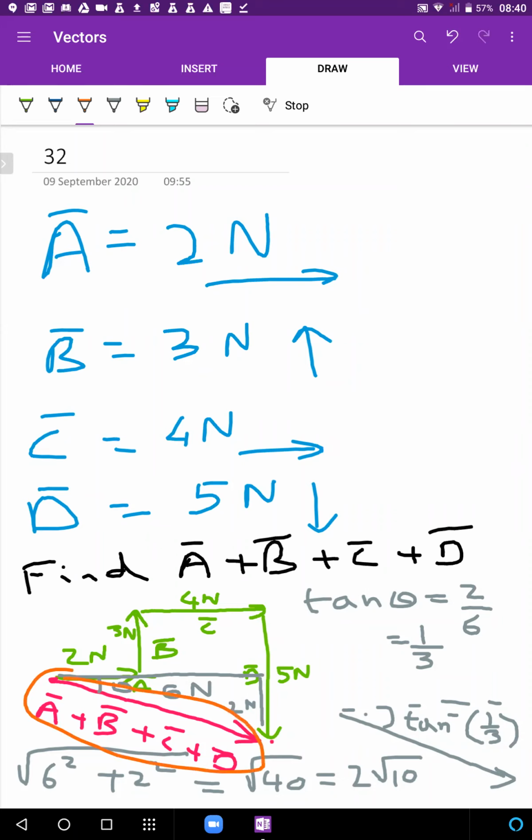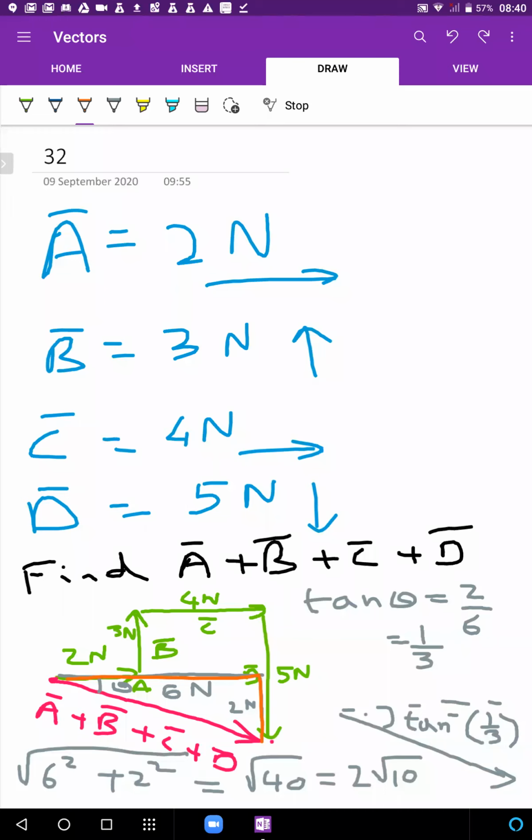So the pink vector is my resultant. Now, how do I figure out the resultant? The way to figure it out: it looks like it can be the hypotenuse of this triangle. I'm just constructing a triangle because this looks like some kind of hypotenuse. So I'm seeing what right angle triangle gives me the magnitude of a plus b plus c plus d.